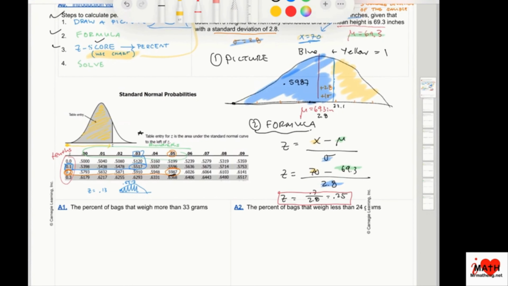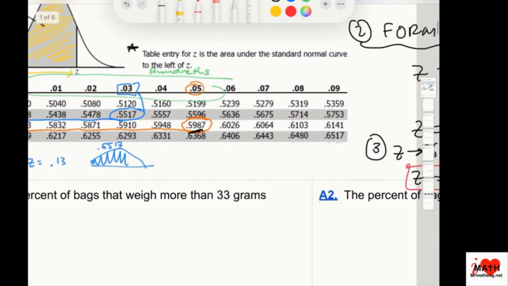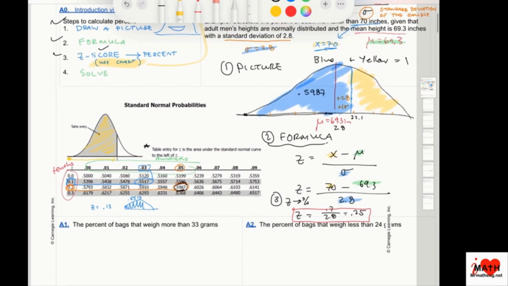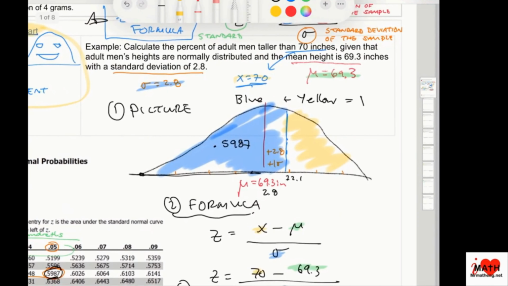Okay, we did step number 3 here. That's going from a z to a percent. And we got a z-score of 0.25 using the chart is 0.5987, which is 59.87%. And then I have that there. And basically now we need to solve. Well, it wants to know, in this problem, it wants taller. Taller means, or more, is going towards the right. So they do want us to find the yellow.